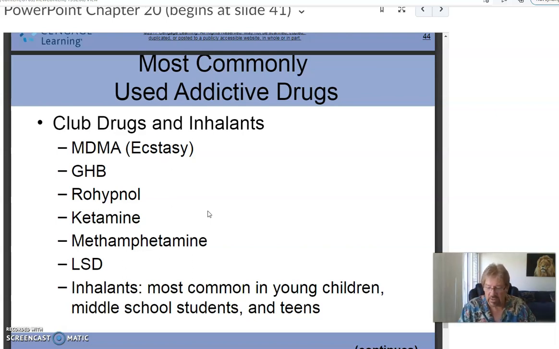GHB is gamma hydroxybutyrate. It's a CNS depressant. It's also known as the date rape drug, which I thought Rohypnol was, but according to research I did, that's one too. Rohypnol, or Roofies, is a type of benzodiazepine. It's similar to Valium, a common tranquilizer that's been utilized for a long time.